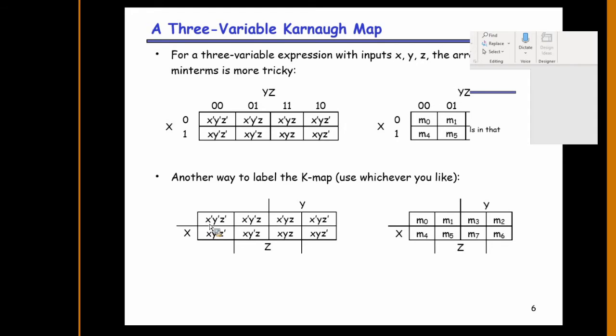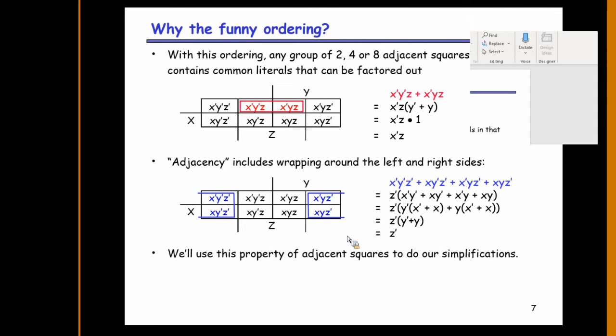So that was 3 variable. Next, another function I have here. These two minterms can form a 2 square adjacency, or we can call this a pair. So 2 square adjacency is called a pair. 4 square adjacency is called a square. 4 cell adjacency is called a square. 2 cell adjacency is called a pair. And 8 cell adjacency is called an octet.